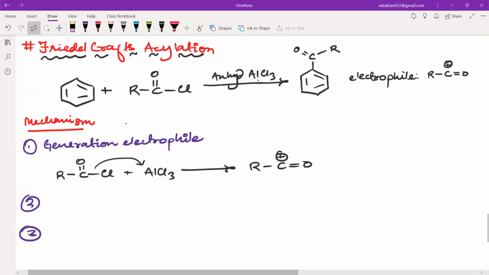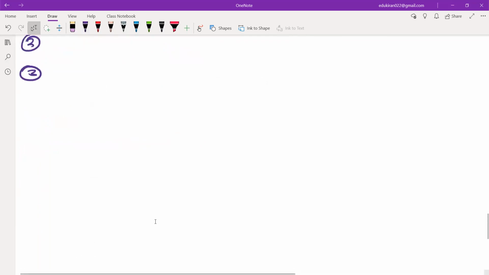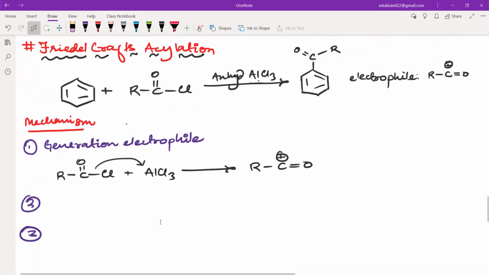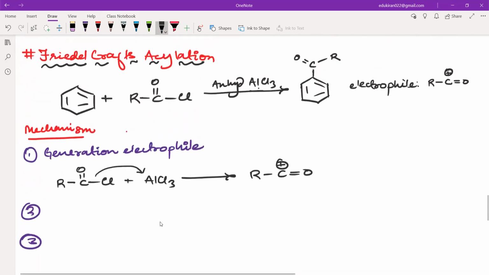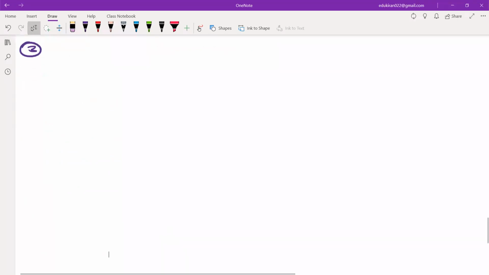Yes, sir. Okay. Now, in acylation, there is also one more important reaction, that is, we can use acid anhydride in place of acyl chloride. What is this? This is acyl halide. Benzene with acyl halide in the presence of AlCl3. We can also use acid anhydride.